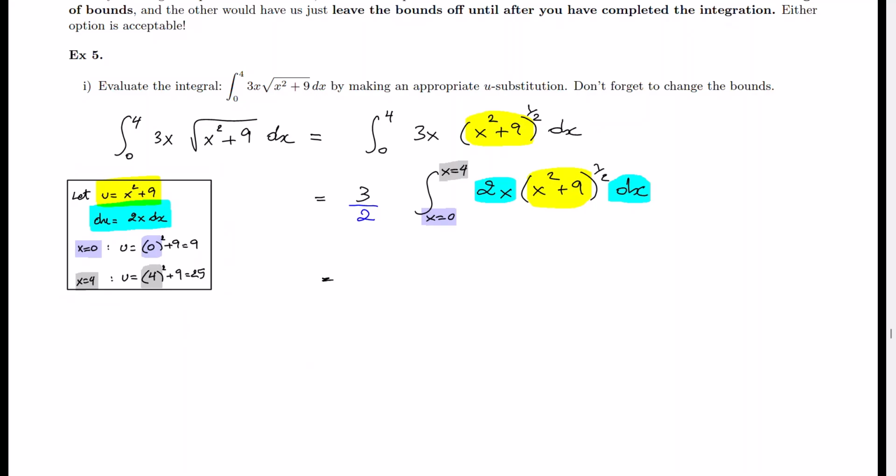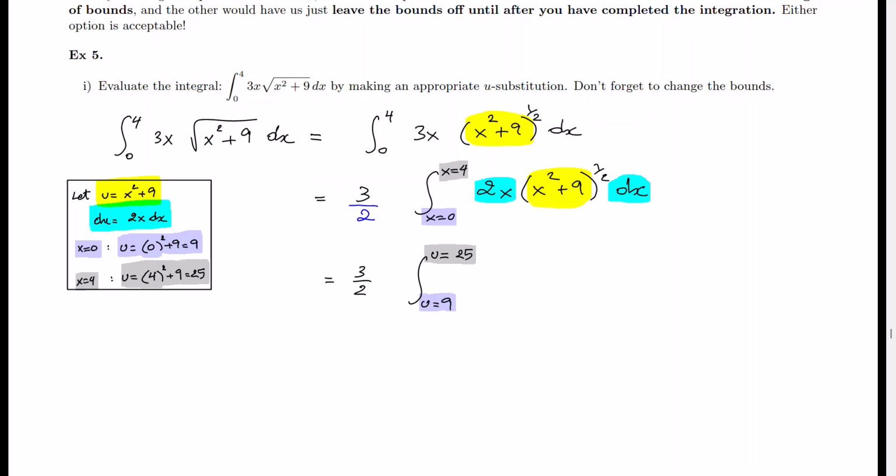So here we go. First of all, I need to write my 3/2. That's not going anywhere. Instead of the lower bound that used to be 0, we're going to have a new bound, which is u equal to 9. Instead of the upper bound, which is x equal to 4, we're going to have u as 25. So this is from the lower bound answer that we got, and this u equal to 25 is from the upper bound calculation that we made off to the side.